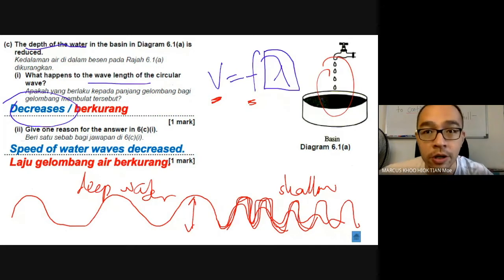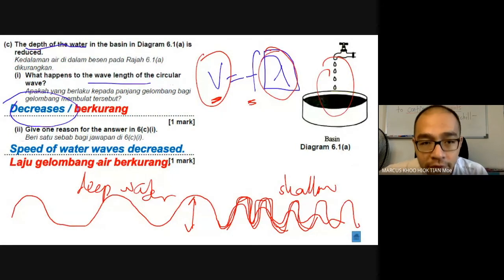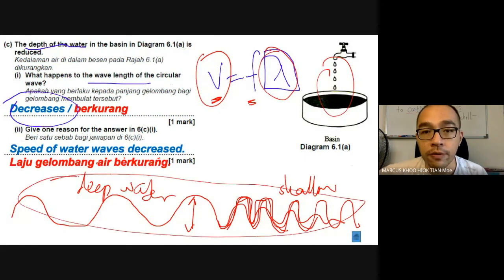That's a different story altogether. I'm just talking about the wavelength. Okay, so the wavelength is determined by the speed of the water waves. The wavelength decreased because the speed of the water waves has decreased because of the position of the water.